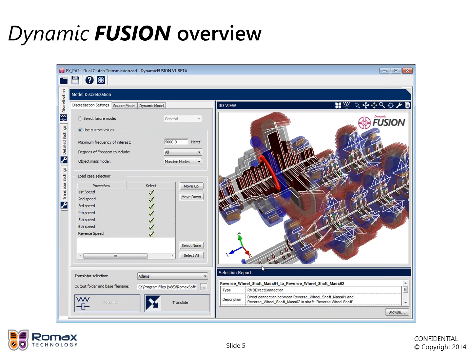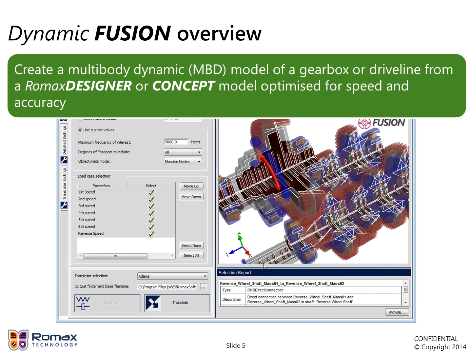So here's a quick overview of what Dynamic Fusion is and what it does. As I said, Dynamic Fusion, its purpose is to create multi-body dynamic models of gearboxes, drivelines, whatever you have created in your Romax Designer or concept models. And critically, these models are optimized for their speed and accuracy. By speed, I mean their speed of simulation.